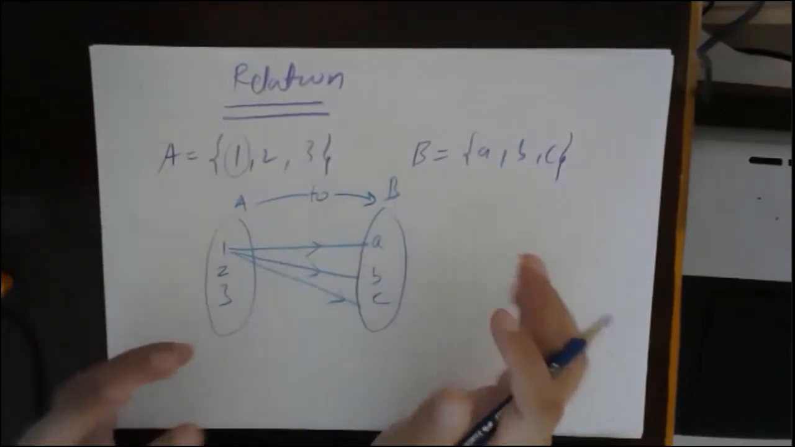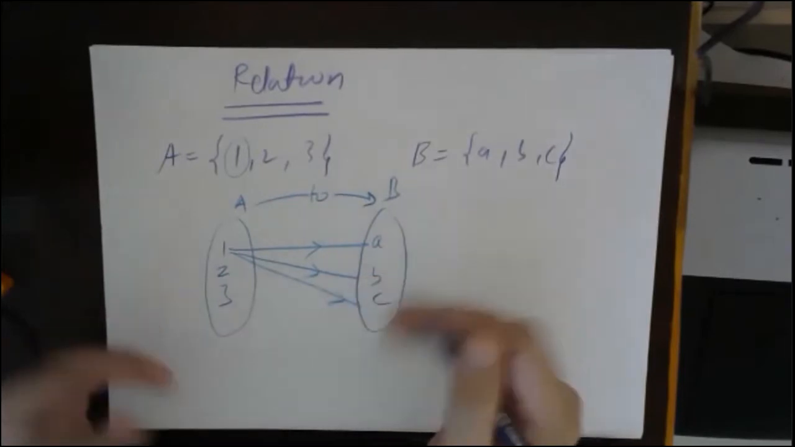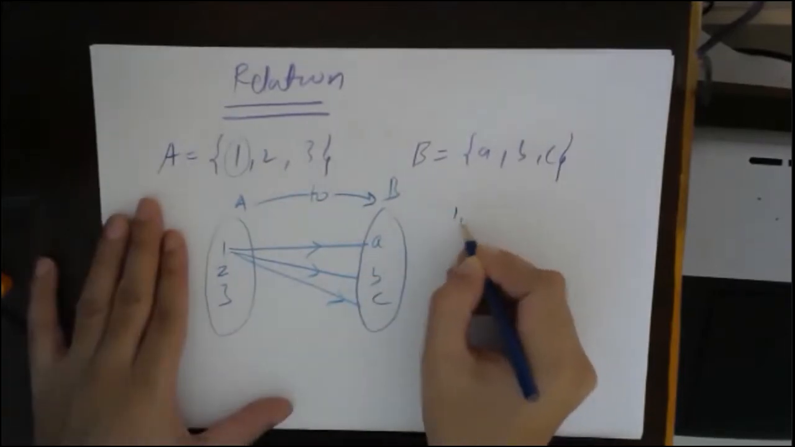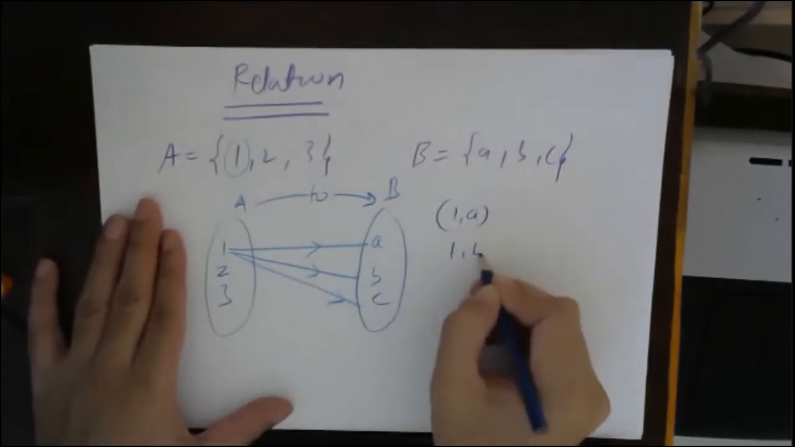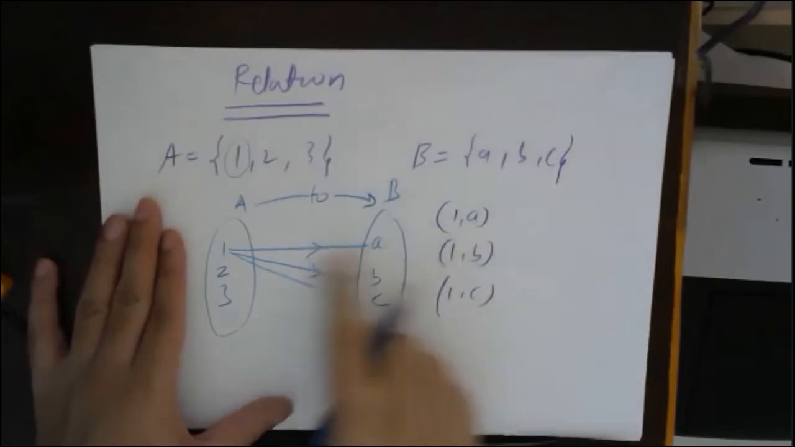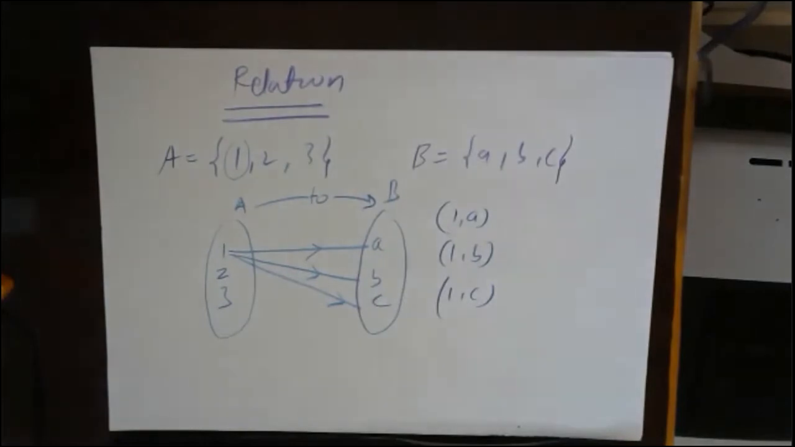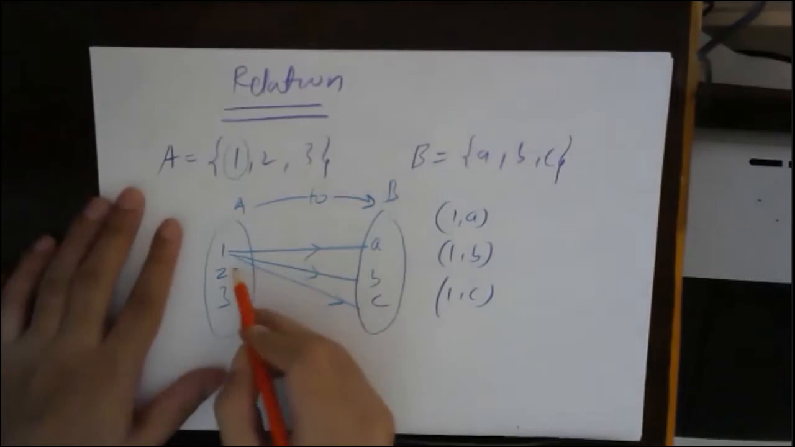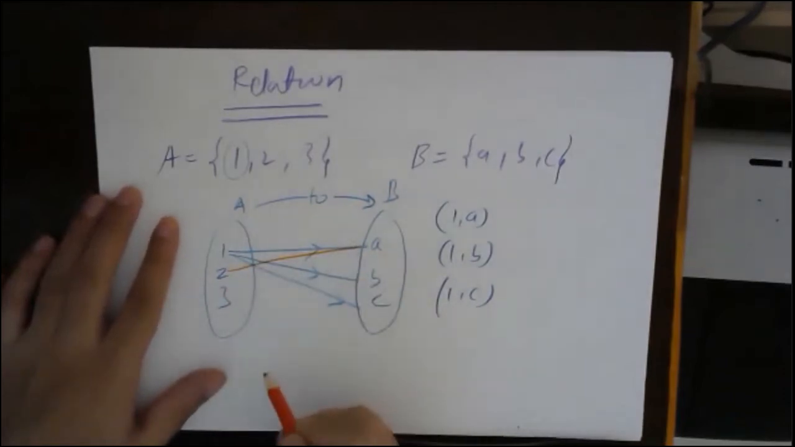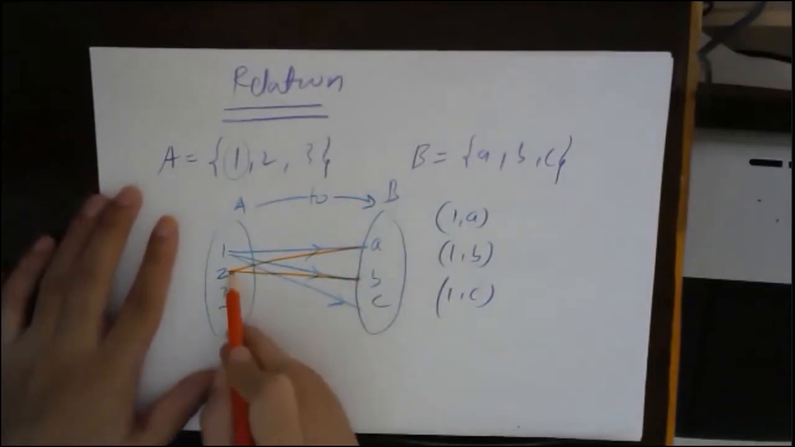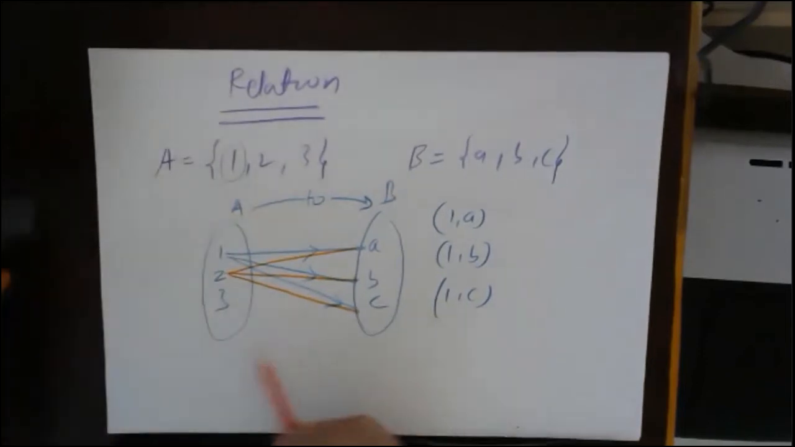You're saying, sir, also write it. Okay, I will also write it. So I'm writing (1, a), (1, b), and (1, c). That means 1 is linked with a, 1 is linked with b, and 1 is also linked with c. Next, I will link element 2 with everything else: 2 with a, 2 with b, and 2 with c.